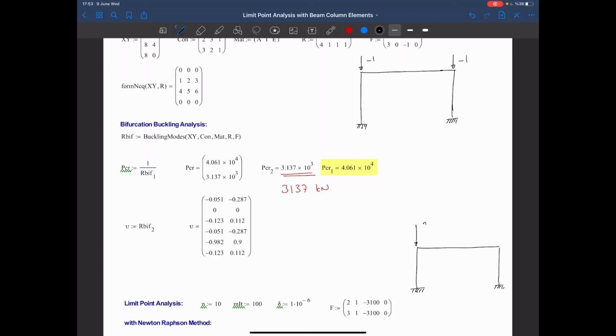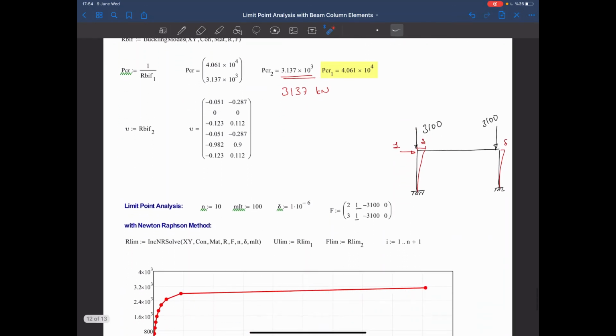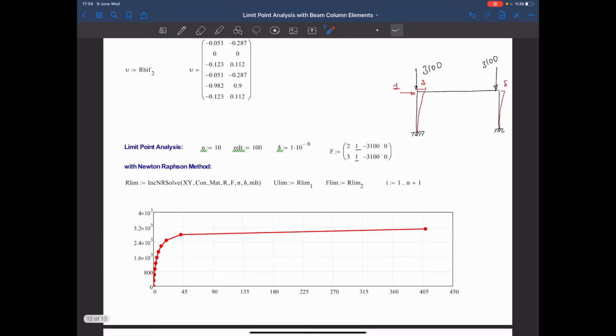So I apply axial loads equal to 3100 to the top of the columns, and then I apply a unit perturbation load equal to 1, and then trace the variation of the displacement of this frame with respect to the magnitude of this axial load.